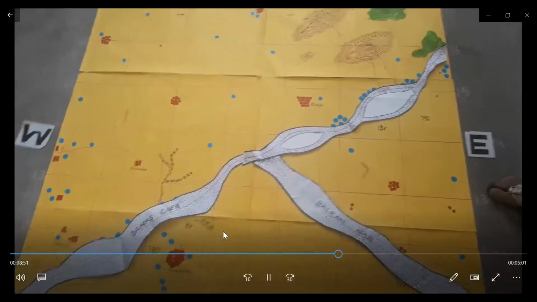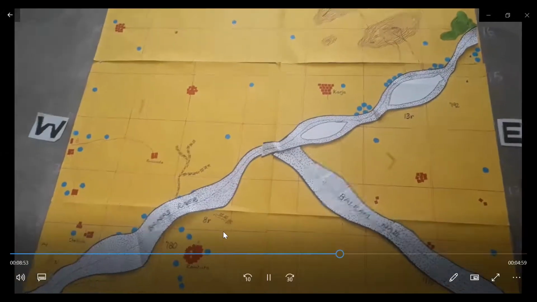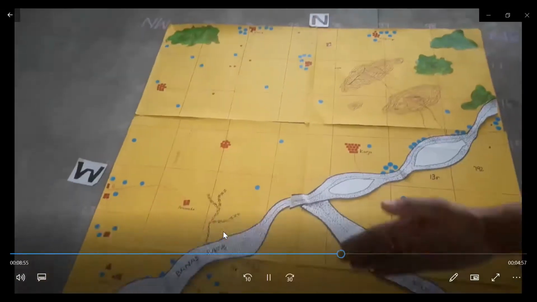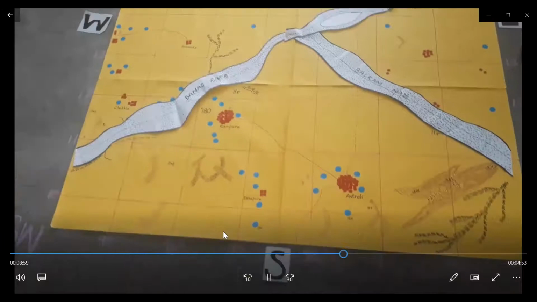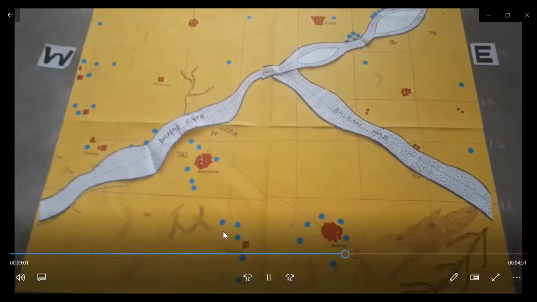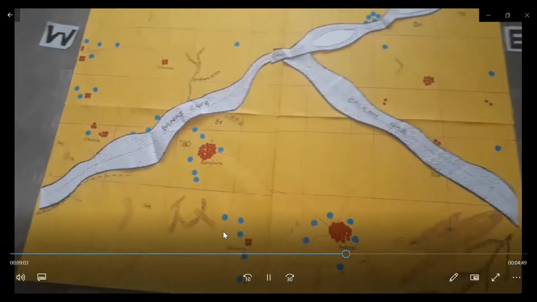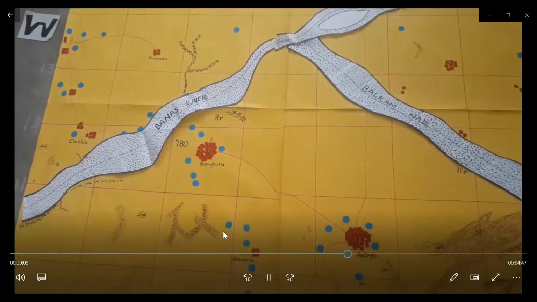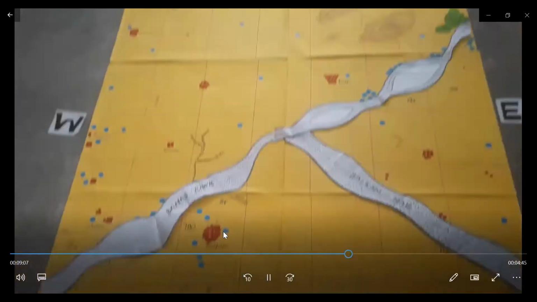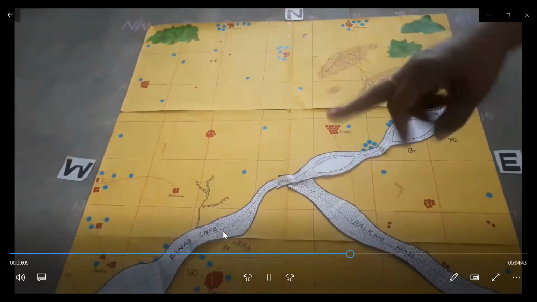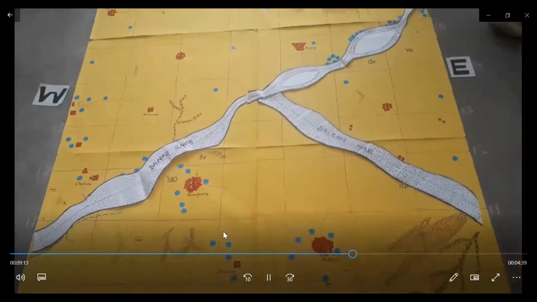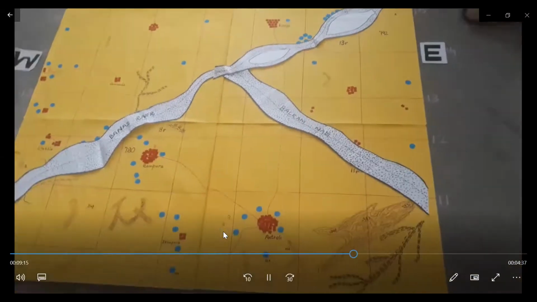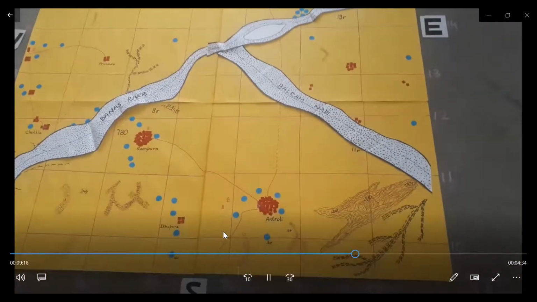So the slope of land is northeast, and since it's moving down, southwest. So if I ask you the question, in which direction is river Banas flowing? So river Banas is flowing from northeast, moving towards southwest.